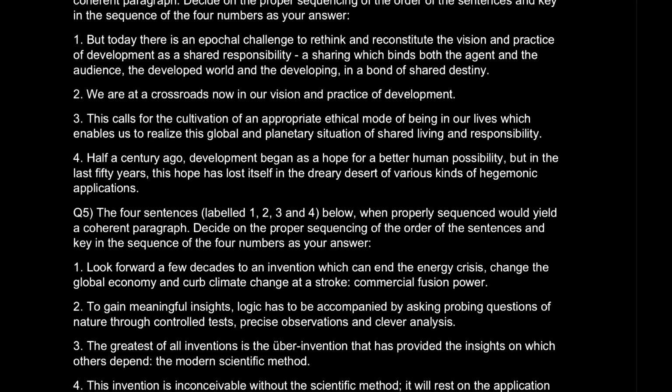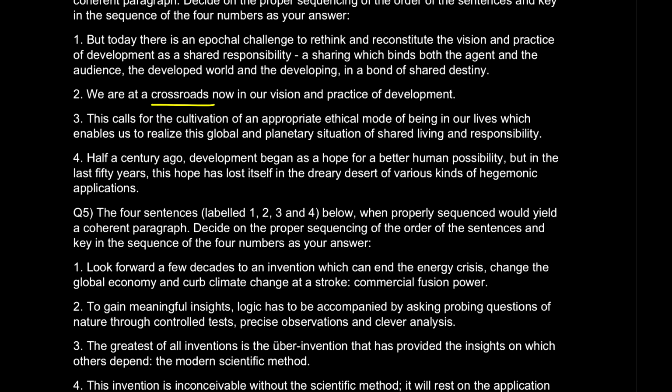"This calls for cultivation." Definitely not my opening sentence. "Half a century ago, development began as a hope for the better human possibility, but in the last 50 years, this hope has lost itself." Well, this looks correct, but the problem with statement number 4 is that it is giving us a detail about one of the things we have been talking about at the crossroads. If you are more specific about it, in number 2 we are getting introduced to what we are going to talk about in the remaining part of the paragraph. That is a watershed moment.